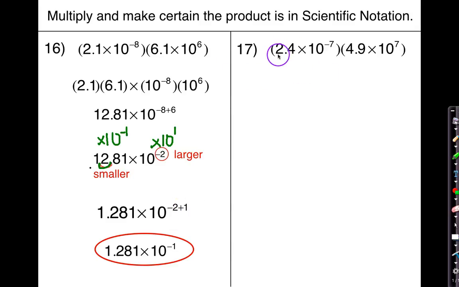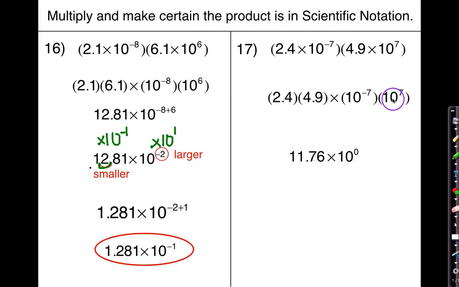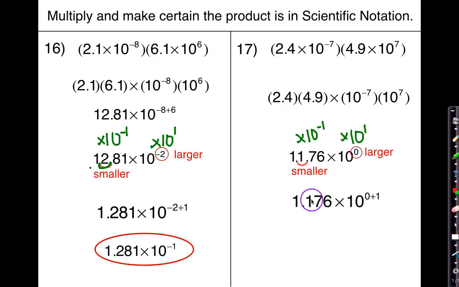Number 17, multiplying the coefficients first, then multiplying the bases. And here's what we have. Our base is too big, so we're going to have to make it smaller. In this case, we are multiplying by 10 to the negative first. Because of this reason, I'm going to have to make this side balanced by multiplying it by 10 to the positive 1. So now we're going to end up with 1.176 times 10 to the 0 plus 1. Okay, and then that's going to be 1.176 times 10 to the first power.